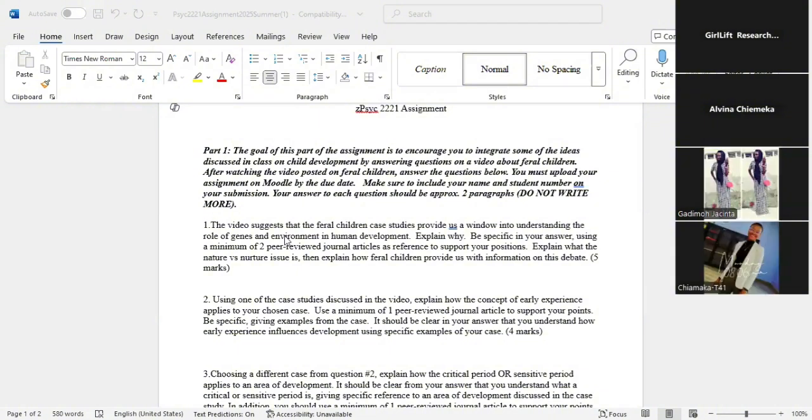Did anyone notice any other key important factor to take into consideration? Did anyone note anything? Jacinta, Chiamaka, please, did you note any other thing from this first paragraph, part 1? Okay, Chiamaka, did you note any?